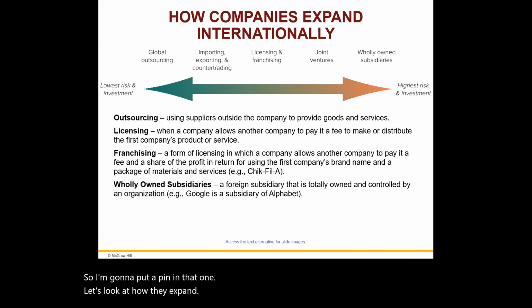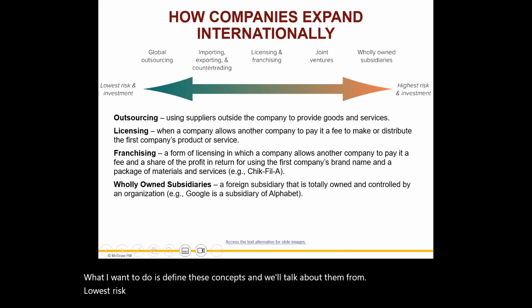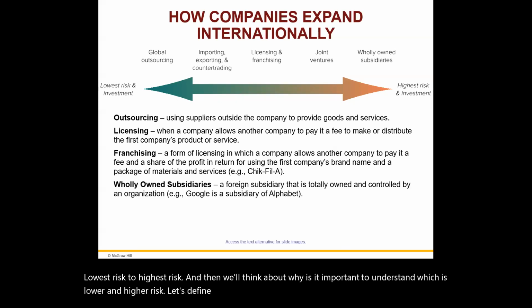These are a few terms that you should be familiar with if you're not already. What I want to do is define these concepts, and then we'll talk about them from lowest risk to highest risk, and then we'll think about why it is important to understand which is lower and higher risk. Well, let's define the terms first.